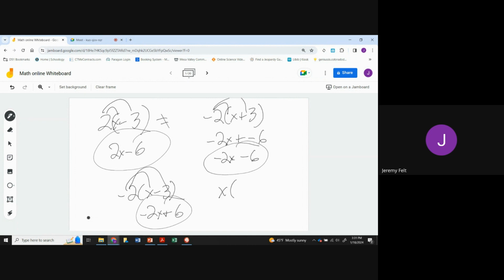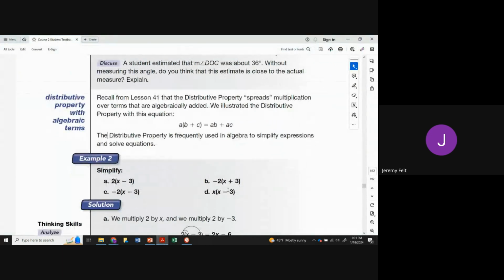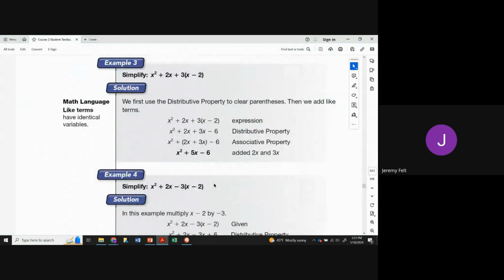And even if we have a variable outside, we can still distribute it. X times x is x squared. X times negative 3 is negative 3x. And that's as far as we can go. All right, so just working on distributing in that.